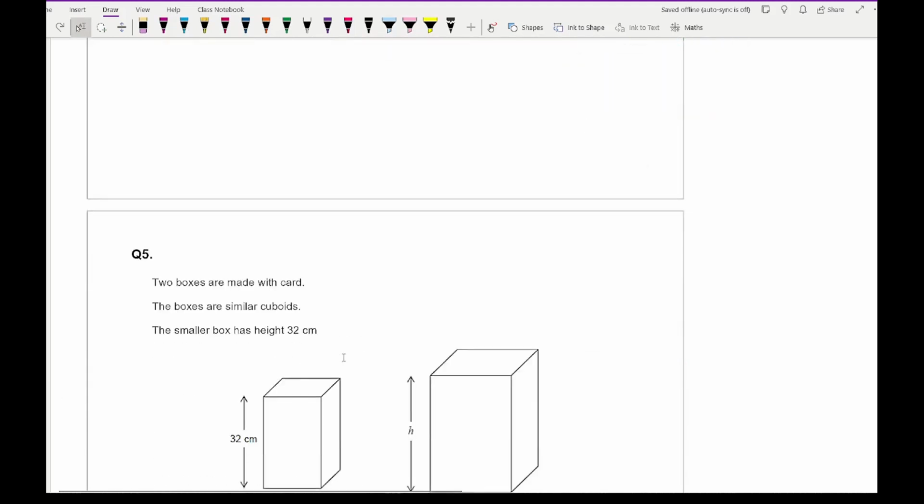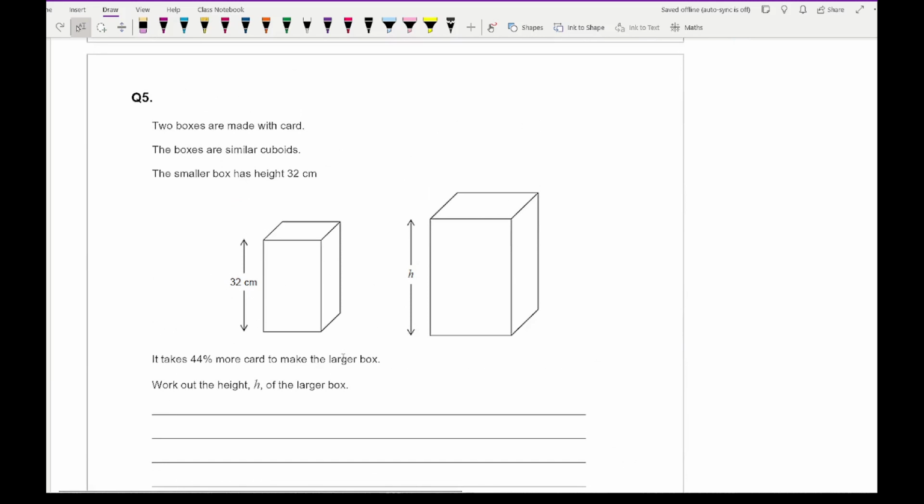Then moving on to our last question. It says that 2 boxes are made with card. The boxes are similar cuboids. The smaller box has a height of 32 centimeters. It takes 44% more card to make the larger box. Work out the height H of the larger box.